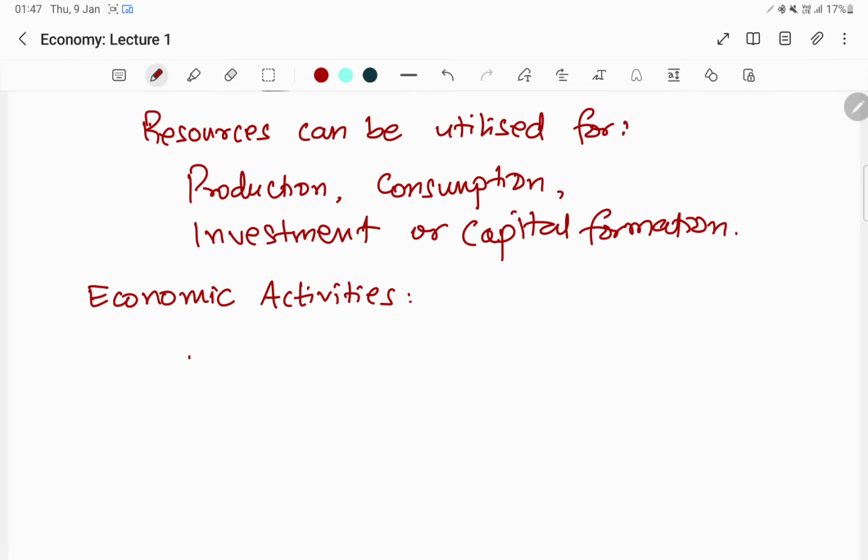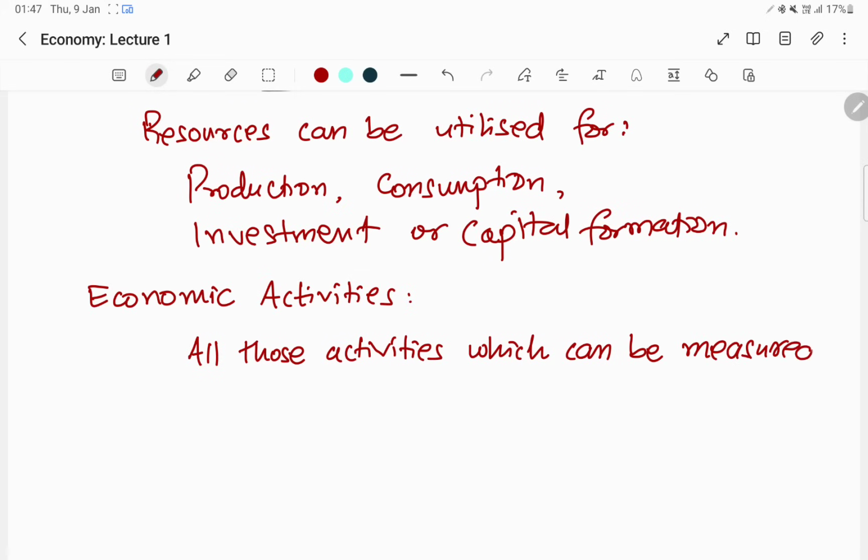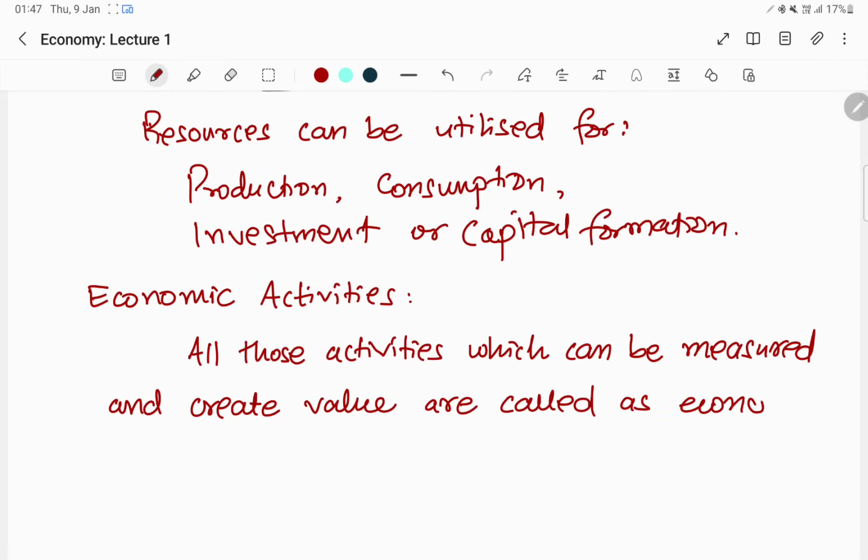So, economic activities are all those activities which can be measured and create value. Activities that can be measured and create value are called economic activities.